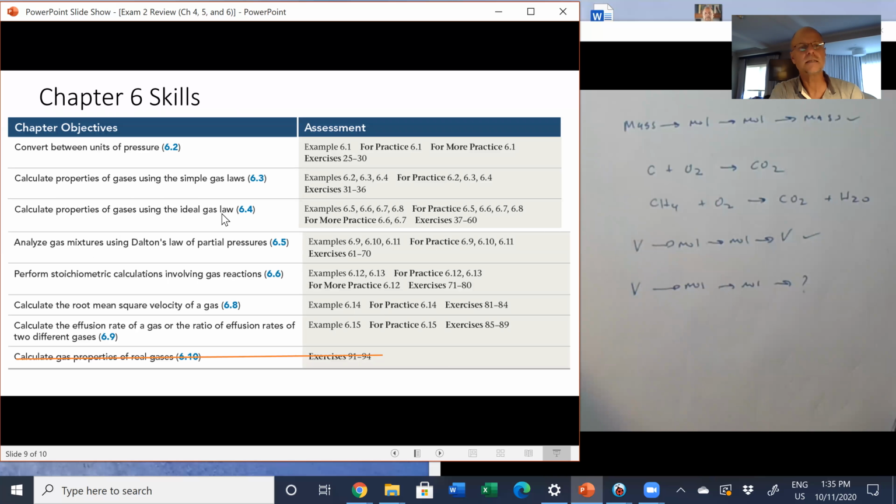All right, chapter 6, key skills. Be able to convert between the different units of pressure. Be able to calculate properties of gases using the simple gas laws. And then be able to calculate properties of gases using the ideal gas law. Be able to analyze gas mixtures using Dalton's law of partial pressure, right? And then be able to do stoichiometry for gas reactions. Be able to calculate the root mean square velocity of a gas. And then lastly, be able to apply Graham's law to calculate the effusion rate of a gas or the ratio of effusion rates of two different gases.